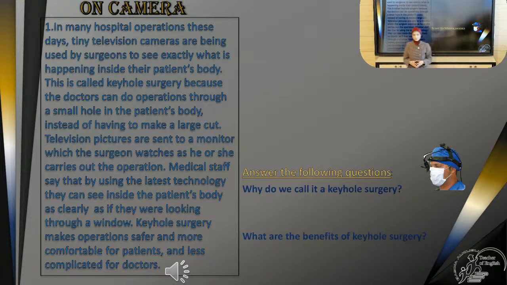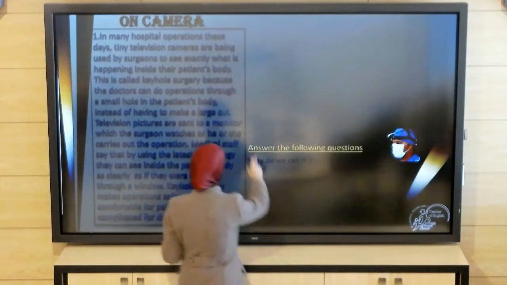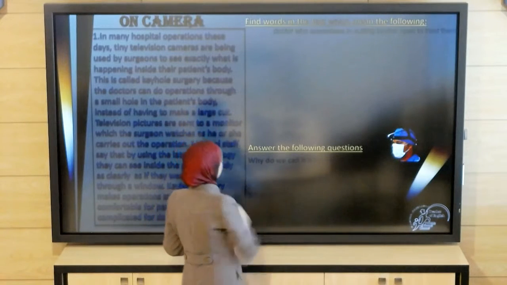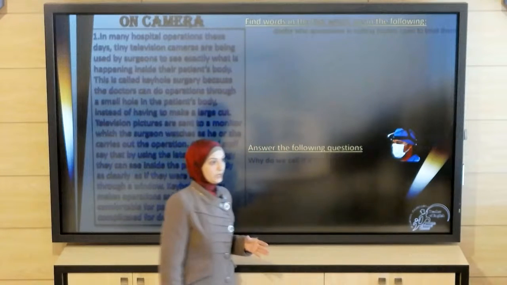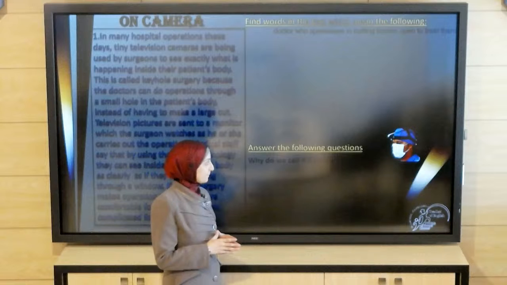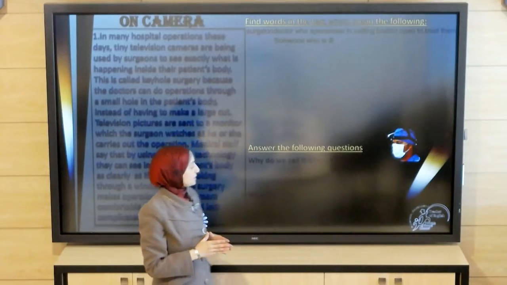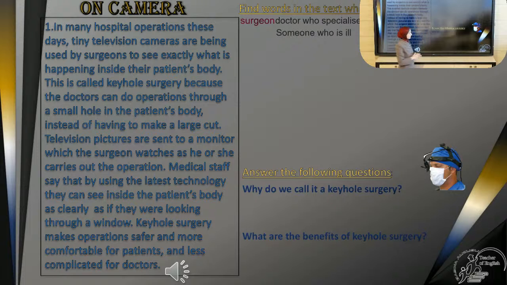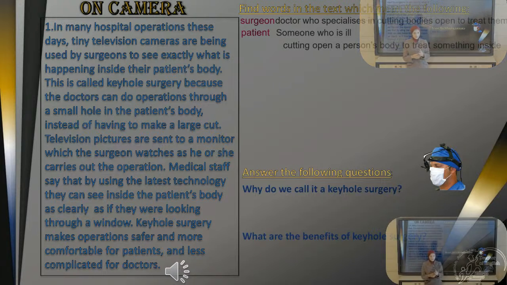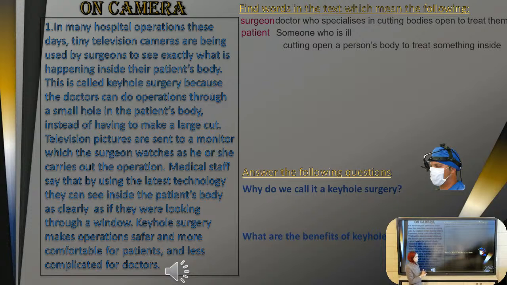Have you found some difficult words? Now let's find words in the text that mean the following. Now, what's the word that means doctor who specializes in cutting bodies open to treat them? We call this person a surgeon. The second word means someone who is ill. We say he is a patient. Now, cutting open a person's body to treat something inside. It's what? Have you found the word? It's operation. Now, the third one, screen. Screen is the same as monitor. Team or a group of workers. We say they are staff.